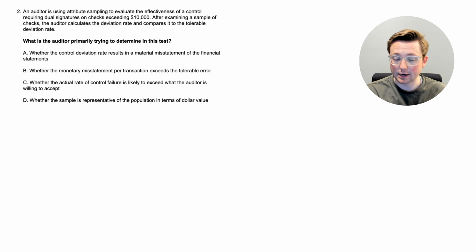We just barely talked about attribute sampling, so we're going to see it in action a little bit here. Option A, whether the control deviation rate results in a material misstatement of the financial statements. Option B, whether the monetary misstatement per transaction exceeds the tolerable error. Option C, whether the actual rate of control failure is likely to exceed what the auditor is willing to accept. Or option D, whether the sample is representative of the population in terms of dollar value. So again, what are they trying to do with attribute sampling in this case? If you don't know, again, we're only at the second question right now, so you might not really know, but that's okay. If you do have an idea, maybe pause the video and think about it, and when you're ready, come back, we'll look at the answer together.